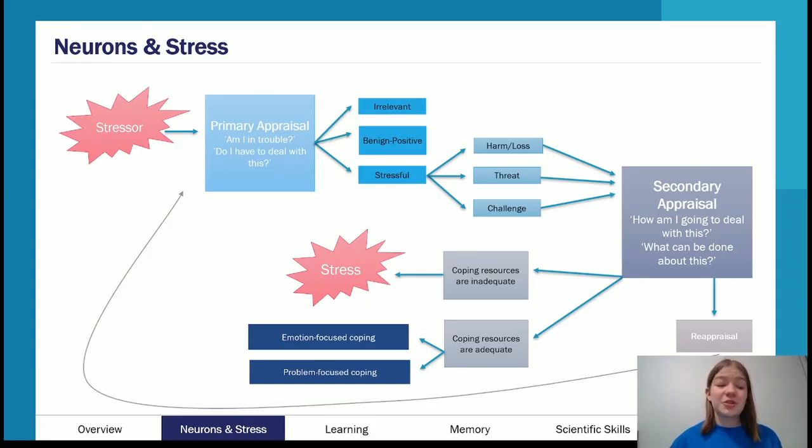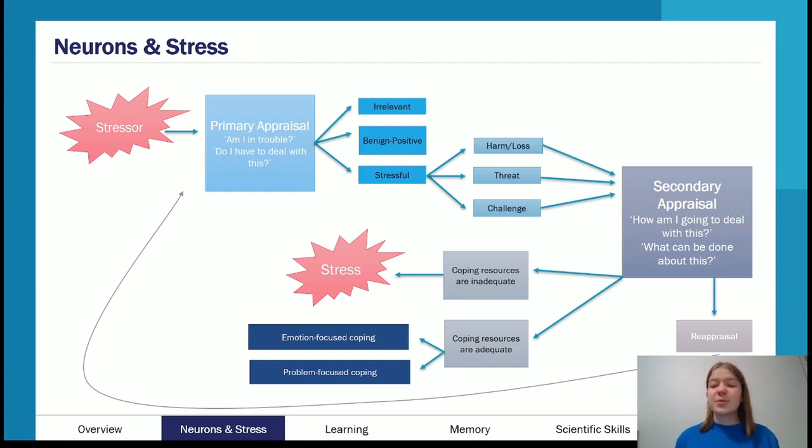Now I'm going to go on to Lazarus and Folkman's transactional model of stress and coping. So we have some sort of stressor, our primary appraisal being, do I even need to worry about this? Am I in trouble? And then we appraise it: is it irrelevant, benign, positive, or stressful? If it's stressful, we'll then go, is it harm, loss, threat, or challenge? Sometimes students struggle a bit to differentiate between harm, loss, and threat. Threat is more focused on the future consequences. Harm, loss is where you're more focused on what's already happened.